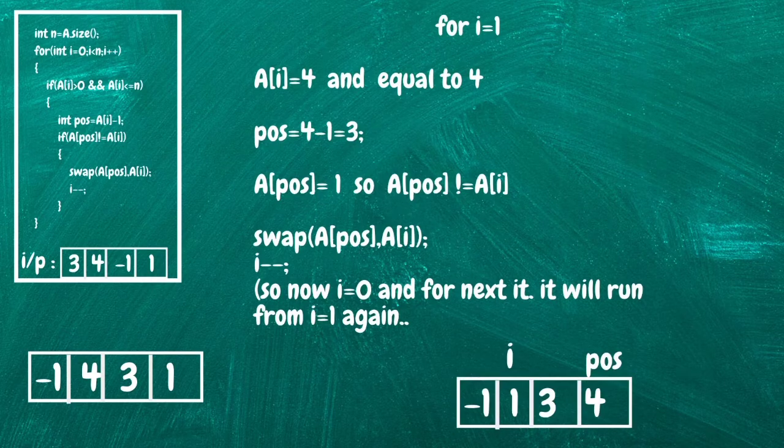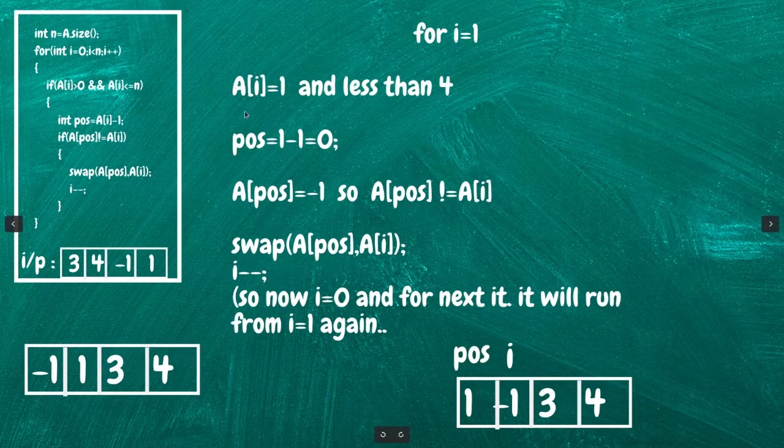Now go for i equals 1. Now we can see a[i] equals 4 and this is equal to 4. So let's get into the loop. So our pos is 4 minus 1 equals 3, a[pos] equals 1. So a[pos] is again not equal to a[i]. So we swap a[pos] and a[i]. We can see the positions, we swap them, and after swapping this is our array. And now again we decrement the i. So now i equals 0, and for the next iteration we will run from i equals 1 again.